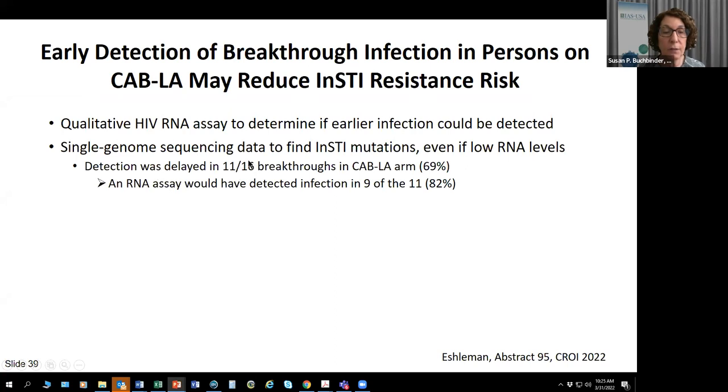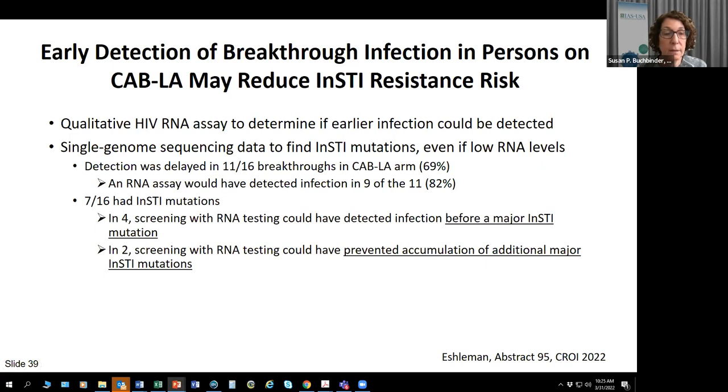In the 16 breakthrough infections in the cabotegravir arm that they evaluated, detection was delayed in 11 of them. And an RNA assay would have detected infection in 9 of the 11. So it wouldn't have detected all of the infections early, but it would have detected the majority of them, 82%. And 7 out of 16 of them had INSTI mutations.